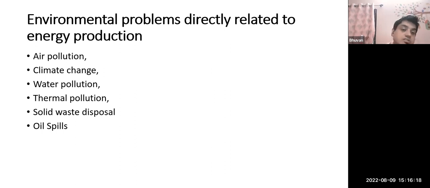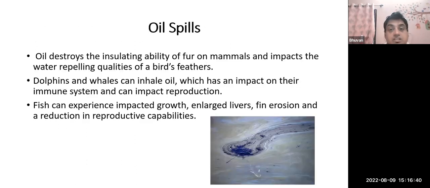Even a large number of fishes are affected because of this. The oil gets deposited in the gills of the fishes. Similarly, the marine mammals and the marine birds are equally affected by the oil spills. So the whole environment and a large number of food chains are affected because of the oil spill phenomenon. So here we can see the destruction caused by the oil spills.